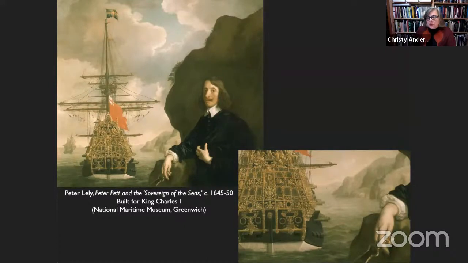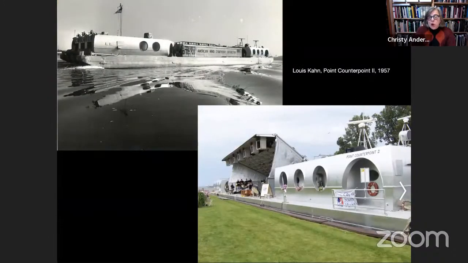Here, the shipwright Peter Pett adopts the pose of the designer of the great bulk of King Charles's warship, dividers in hand, much as similar portraits do of architects. Architects have long seen the connection within their own profession, as Alberti did in referring to the ship as a mobile fortress. And at various times up to the present, the challenges of designing for the water have had an irresistible pull.